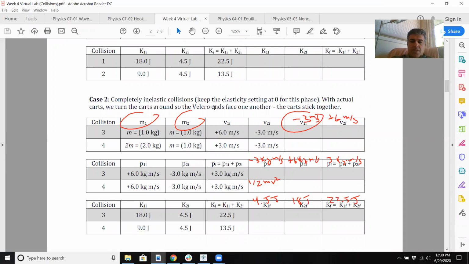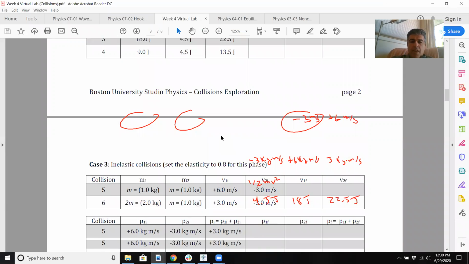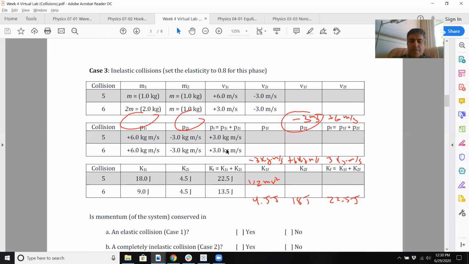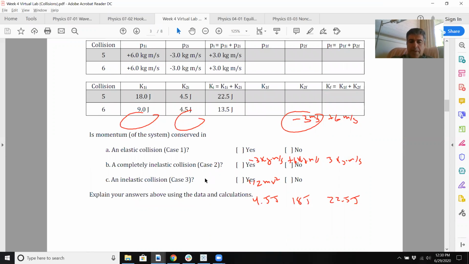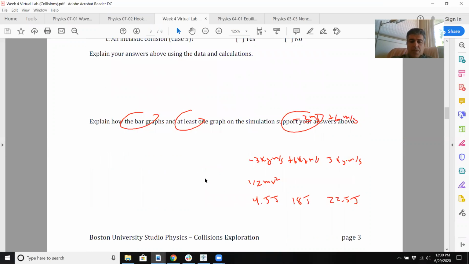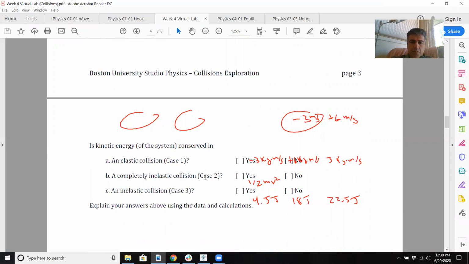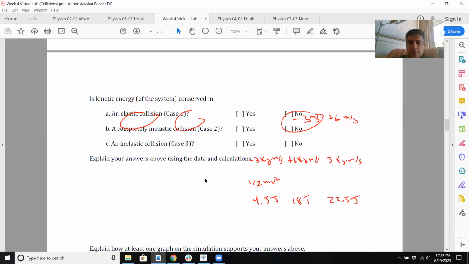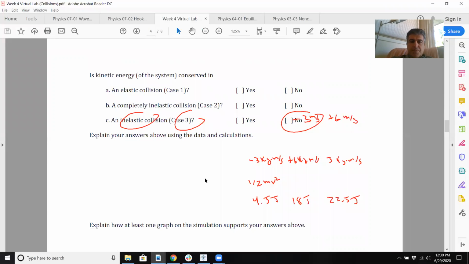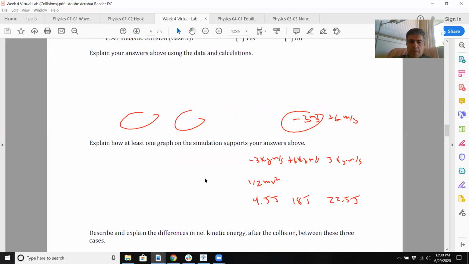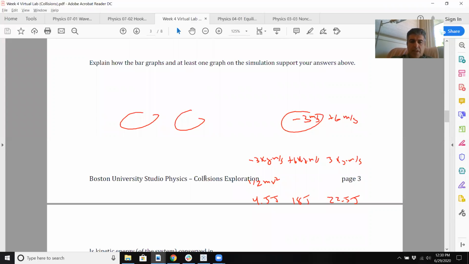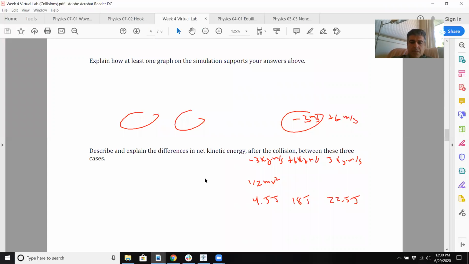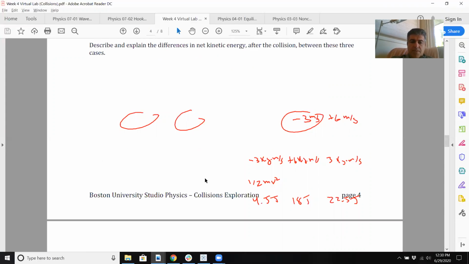But you're going to change the elasticity to 0. In case 3, you're going to change it to 0.8. And then you're going to answer some of these questions here. Is momentum conserved? Explain using your answers. Explain how the bar graphs on at least one graph support your answers. I am going to have to do page 4 also. I decided we should. Is kinetic energy conserved? Explain. Describe the differences in net kinetic energy after collision between these 3 cases.